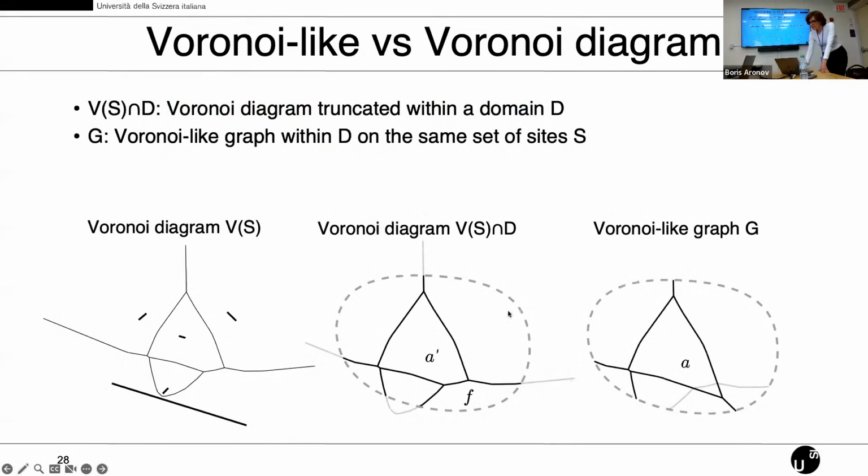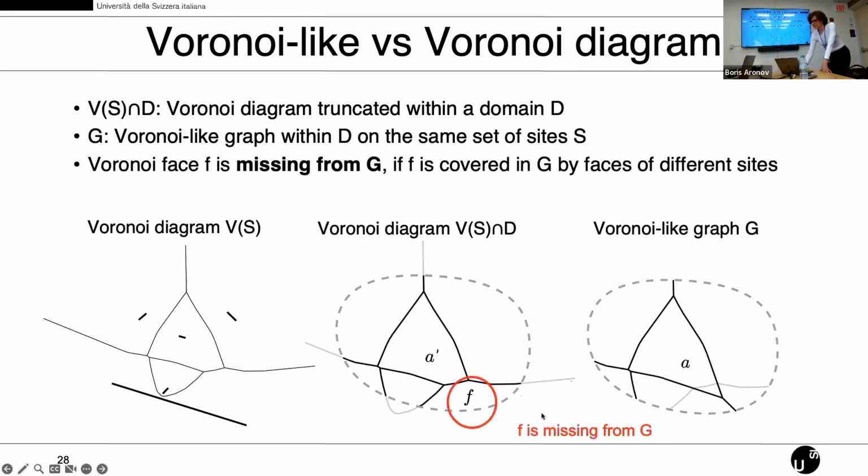So let's see an example here. Here we have a Voronoi diagram of two segments, truncated within a domain V. And here you see a Voronoi-like graph on the same set of sites. This space F is missing from the Voronoi-like graph. So the difference between them is that this space F does not appear. That's the Voronoi-like graph, and that's the real Voronoi diagram within this domain.